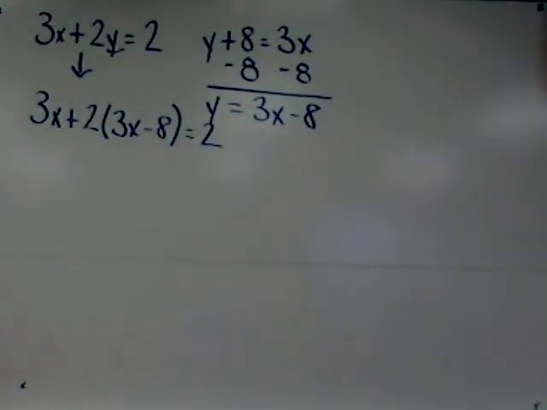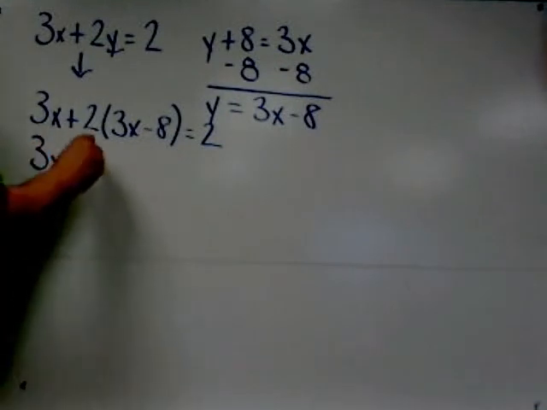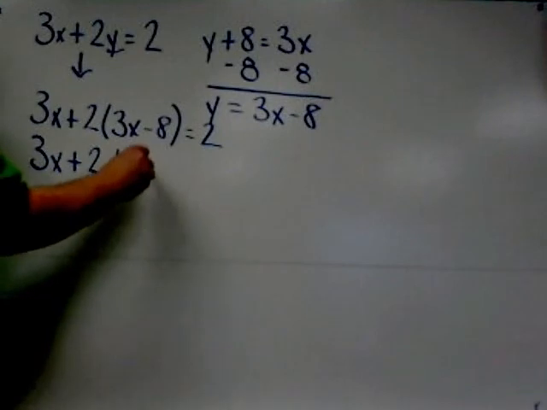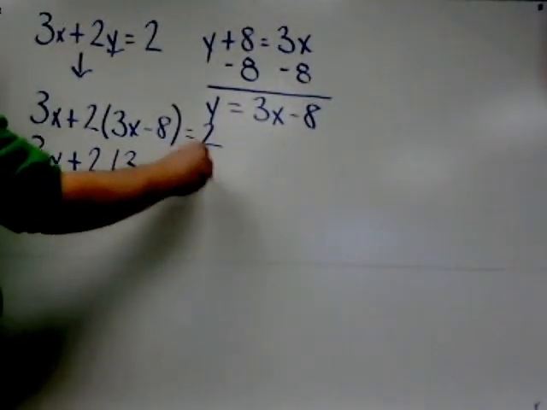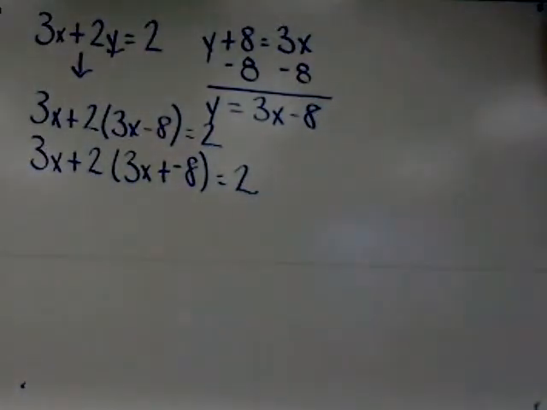Now, as you can see, once again, subtraction has returned to this problem. So I now want to take a moment to change subtraction into adding the opposite. So the problem is going to be changed into 3x plus 2 times 3x plus negative 8 equals 2, which will avoid a lot of problems later on down the line.